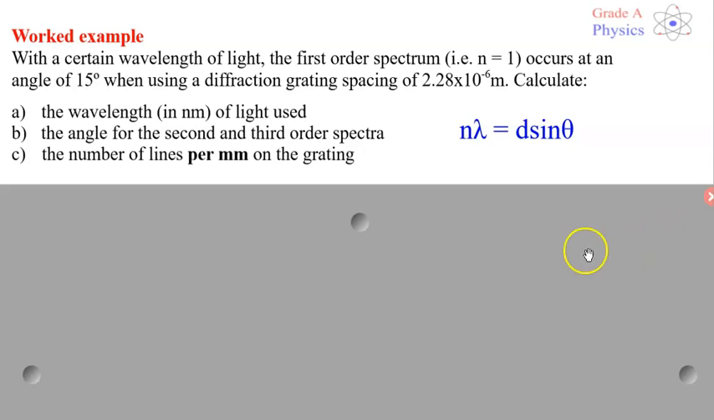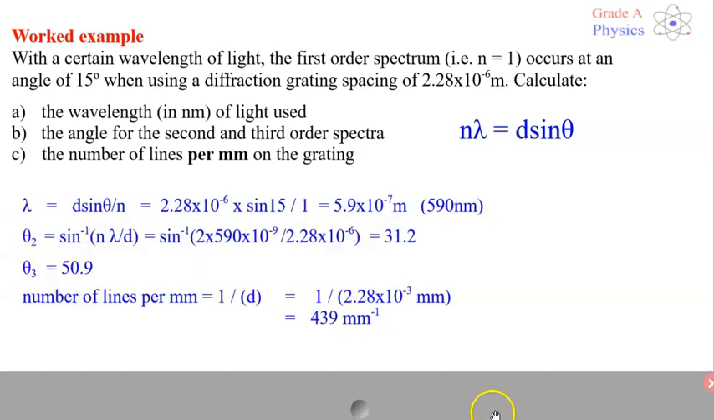So this is our standard question in the exam. Let's have a look at it. We're trying to find the wavelength of light. The first order spectra, n equals 1, is given as an angle of 15 degrees, and we're told the diffraction grating spacing, so a really tiny number as we would expect. So part A, to calculate the wavelength, rearrange this formula: λ equals d sin θ over n. We've got d, we know θ, divided by n, it's the first order, so just divide by 1, and we can calculate a value of λ.